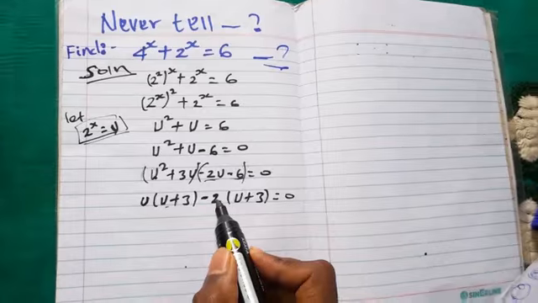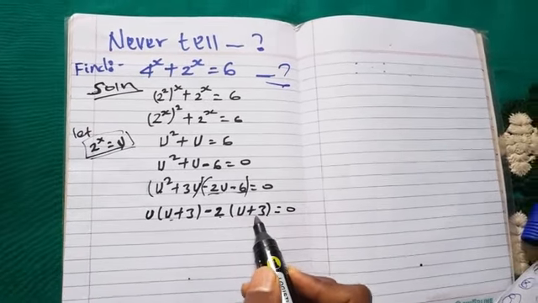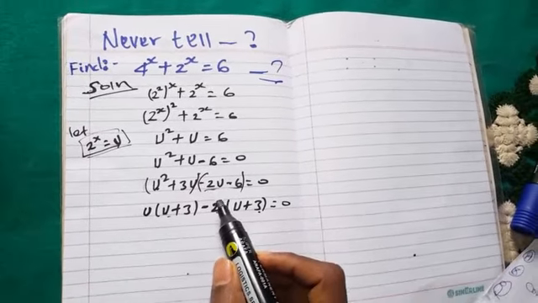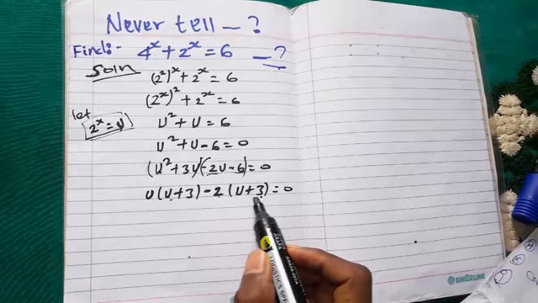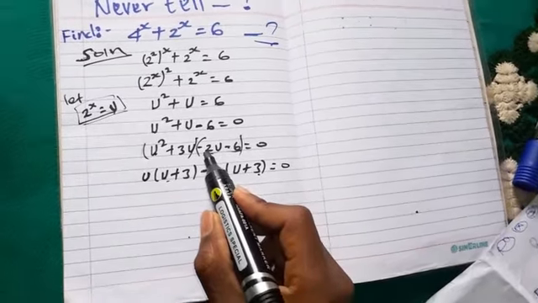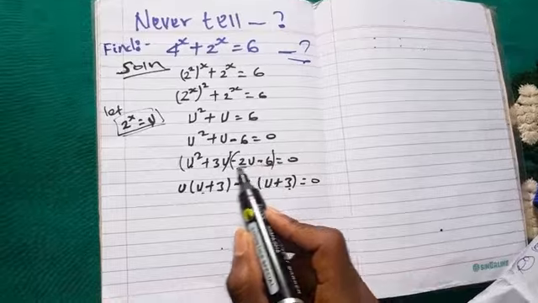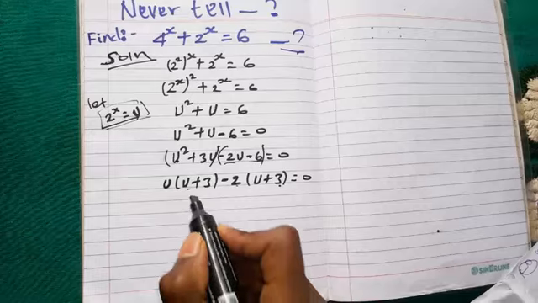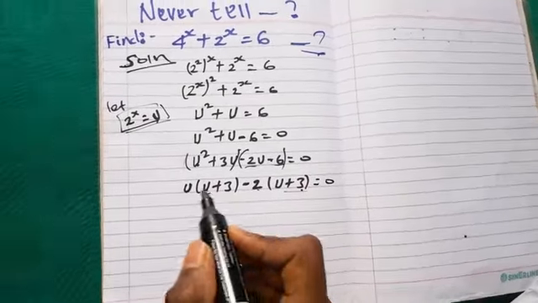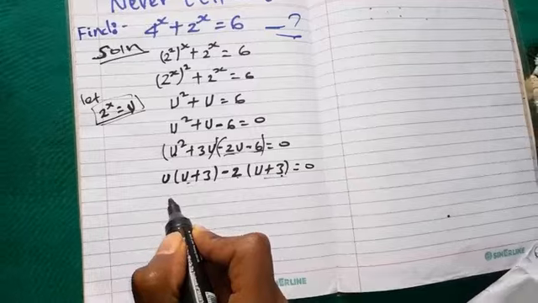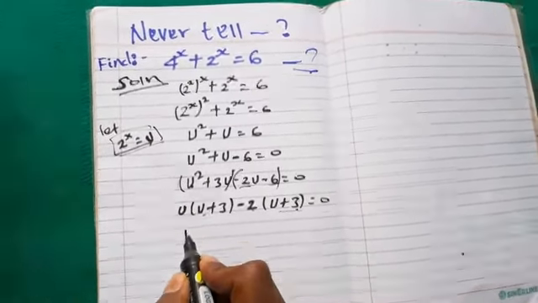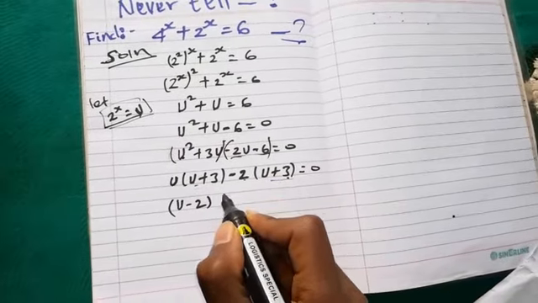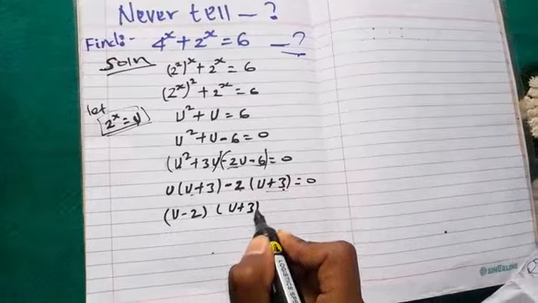How does it become that? Minus 2 times u is minus 2u, and minus 2 times plus 3 is minus 6. You can prove this. When I take the common number 2 from this, and take 1 from the other, it comes to u minus 2, in brackets, u plus 3, is equal to 0.